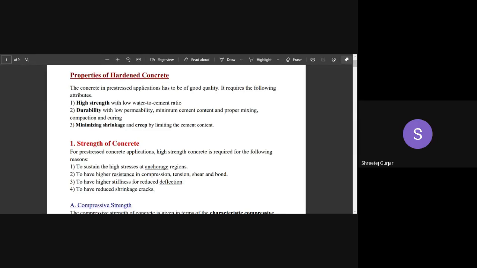And coming to your first property of your hardened concrete, that is your strength. Strength is the main and the first property that we need to study of our concrete. For pre-stressed concrete applications, high strength concrete is required for the following reasons. We require high strength concrete for your pre-stressed concrete applications. So what are the requirements? Why do we require high strength concrete?